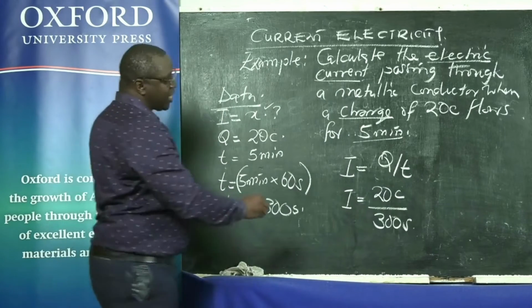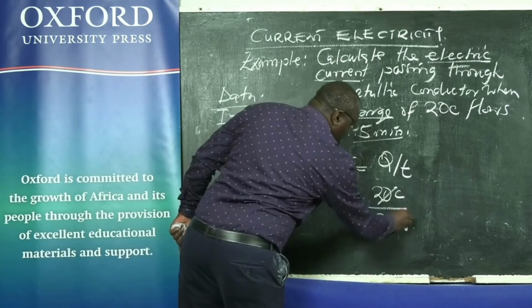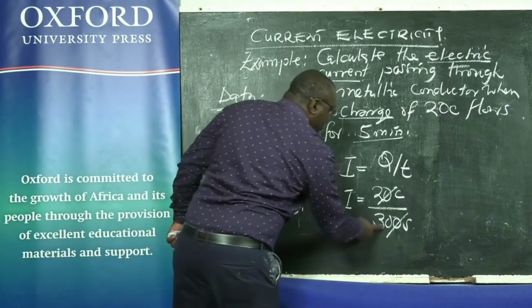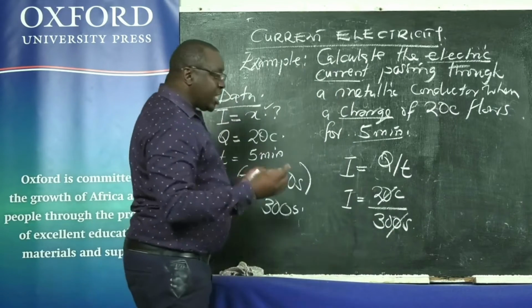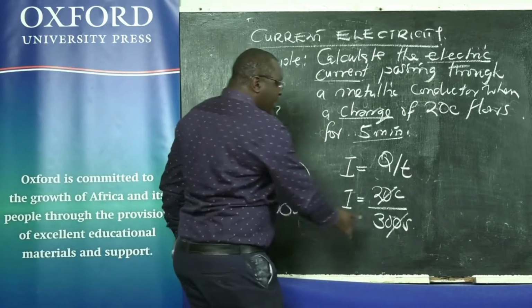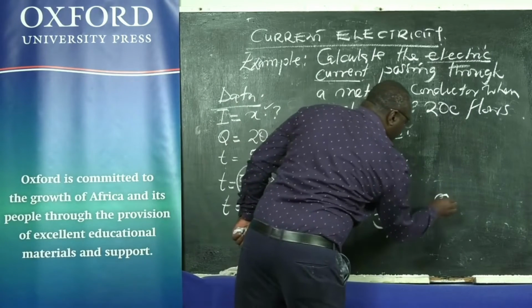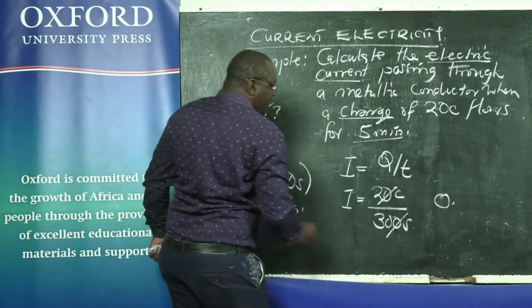Okay? We can cancel our 0. Cancel our 0. Then 30 into 20. We are not using a calculator, so we'll do it manually. 30 into 20 will be 0. We'll have a point there.